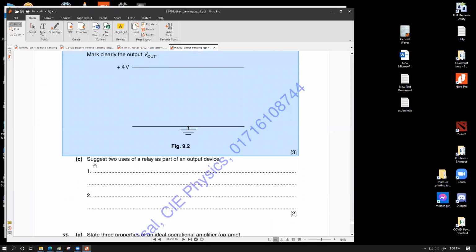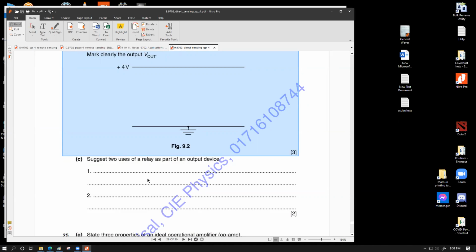এখানে ফার্দার বলছে suggest two uses of a relay as part of an output device. Suggest two uses of a relay. Okay. What can the relay do as a part of an output device? I don't think this is related to this question. This is just a random question that is asking about the relay and output device.